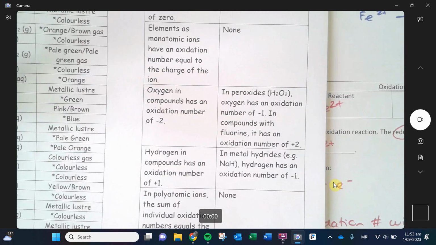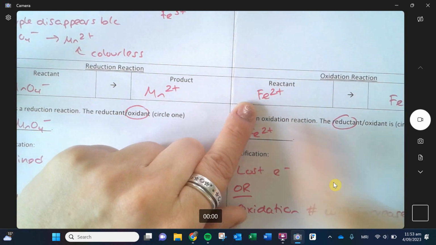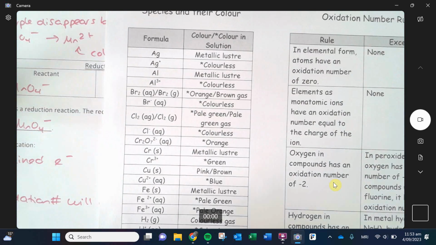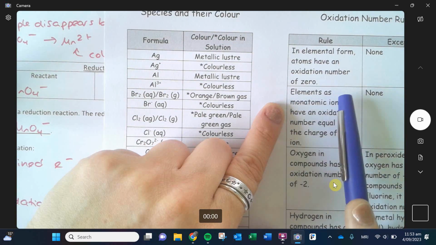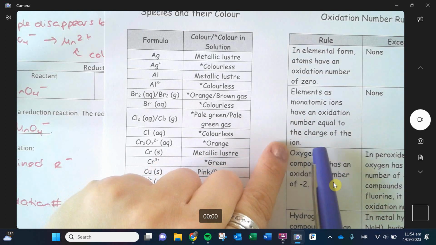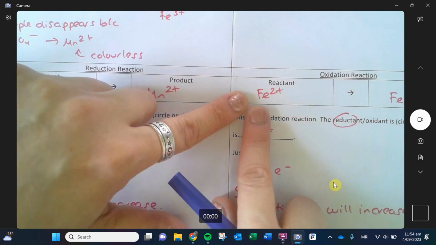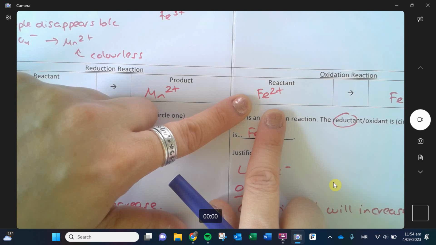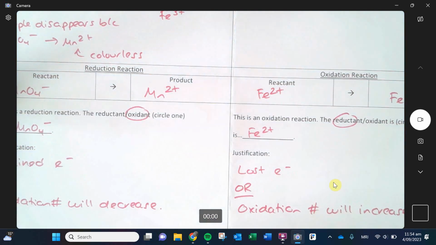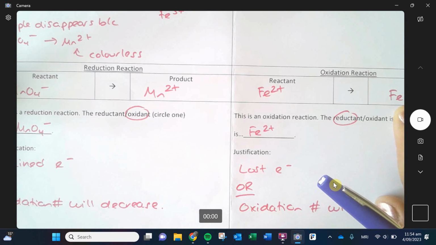So in my first one over here, it's pretty straightforward for my oxidation. You see how we have iron 2, and if I look at the rules, under the second rule, it says elements as monoatomic ions have the same oxidation number equal to the charge of the ion. So whatever the charge of the ion is, that is the oxidation number as well. So since this charge is positive 2, the oxidation number is also positive 2. This guy over here, the charge is positive 3, so the oxidation number is also positive 3.